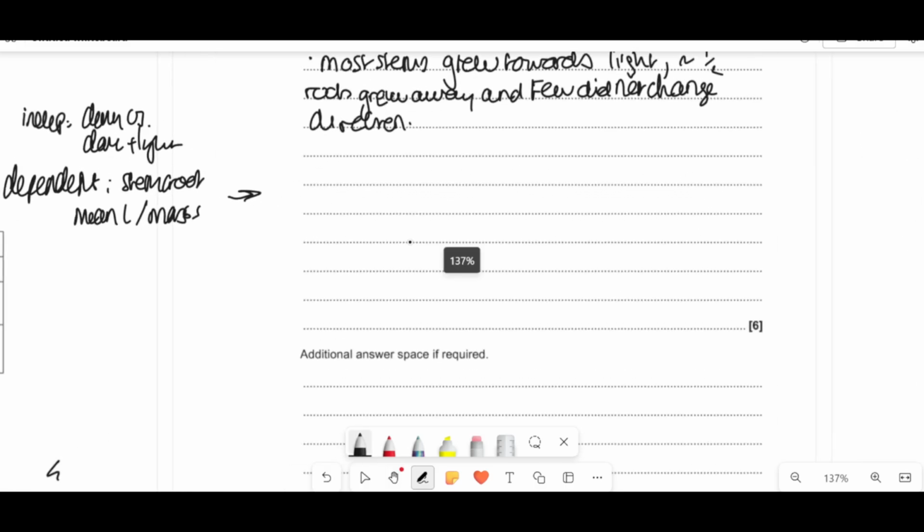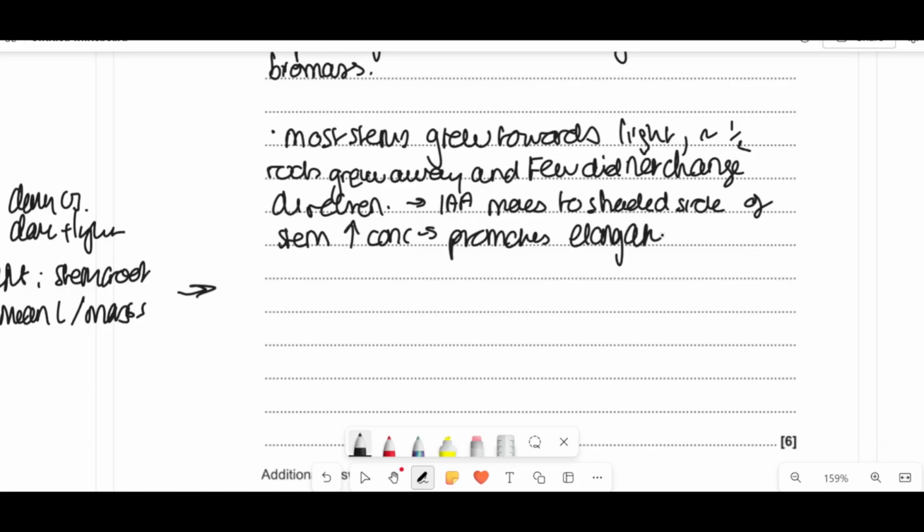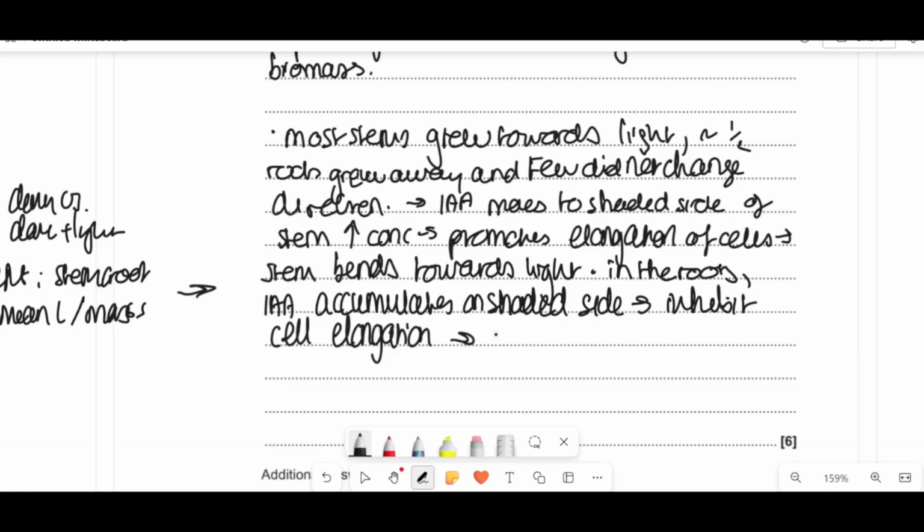So to explain this, we're just going to say this could be because of indole acetic acid or auxins. IAA, where you write the whole thing, moves to the shaded side of the stem and increases in concentration, and this promotes elongation of cells, and the stem bends towards the light. Like I said before, the opposite effect is seen in the roots. IAA still accumulates on the shaded side, but instead will inhibit cell elongation. Therefore, it will bend away from the light.